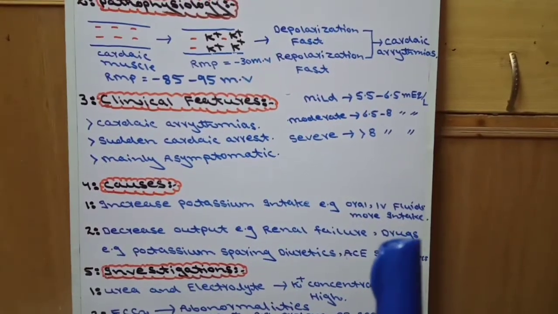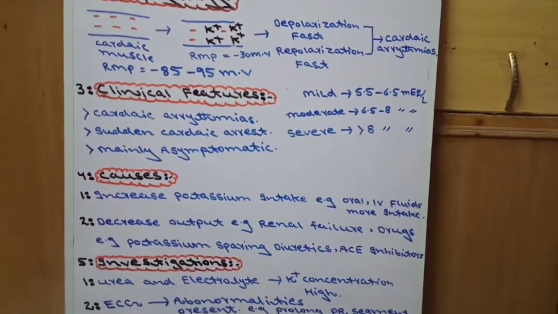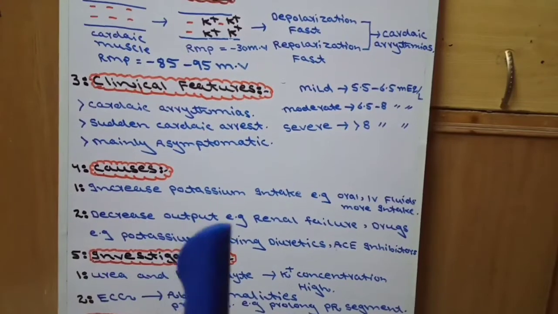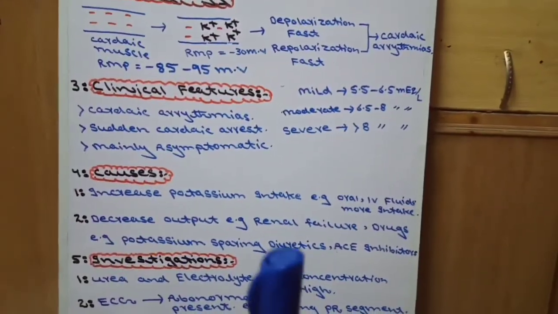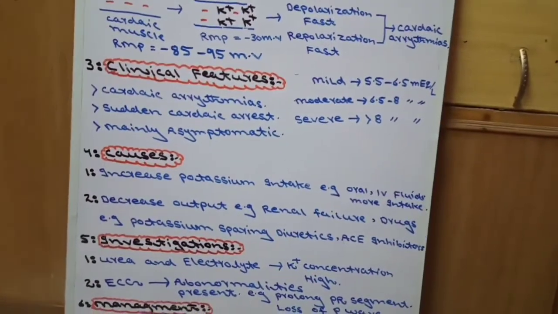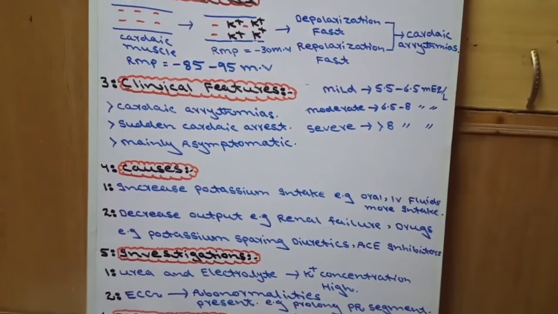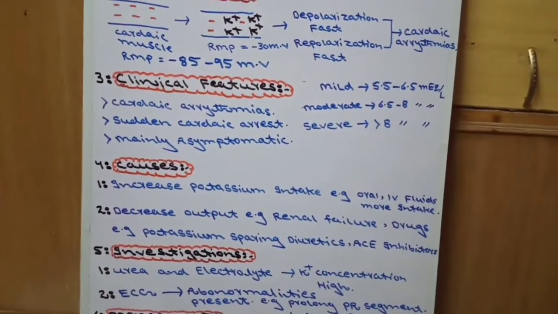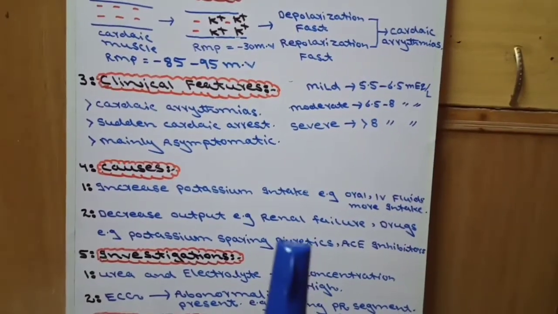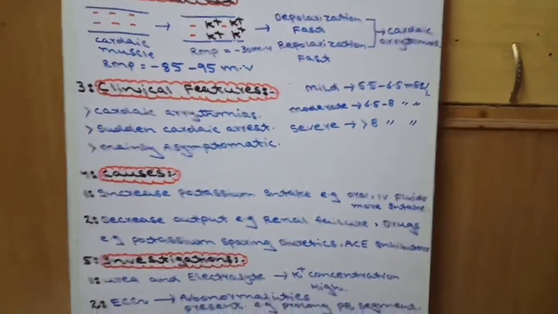For example, drugs cause hyperkalemia. Drugs decrease the output of potassium. Which drugs? Potassium sparing diuretics. Its name shows potassium sparing diuretics, meaning it preserves the potassium, it saves the potassium, it decreases the output of potassium but removes more fluids, meaning diuretics.